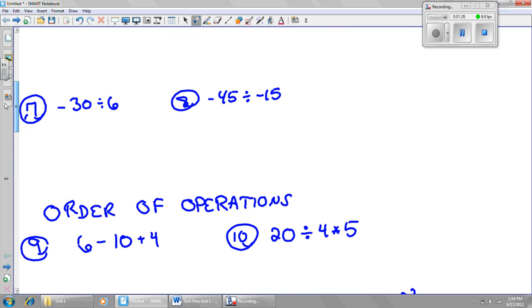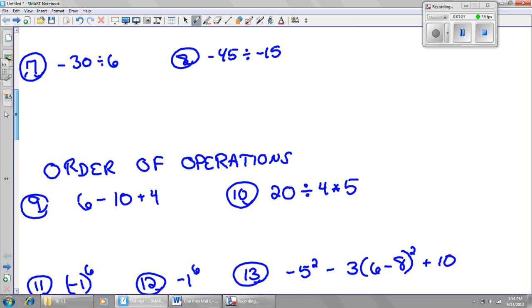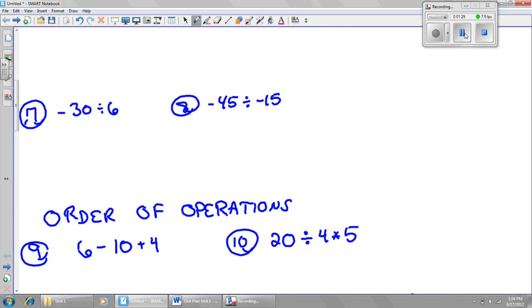All right. Let's have you do problems 7 and 8. Go ahead and pause. If you're still watching, here come my solutions. This one will be negative 5, and this one will be positive 3. Remember that if you count the negatives, an even number of negatives results in a positive answer if you're talking about multiplication or division. Okay, an odd number of negatives, not whether the number is odd.